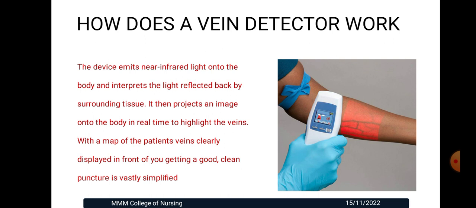How does a vein detector work? The device emits near infrared light onto the body and interprets the light reflected back by surrounding tissues. It then projects an image onto the body in real time to highlight the veins. With a map of the patient's veins clearly displayed in front of you, getting a good clean puncture is vastly simplified.